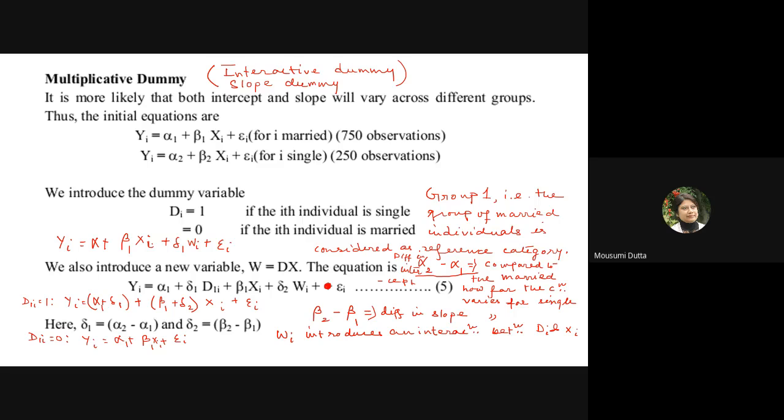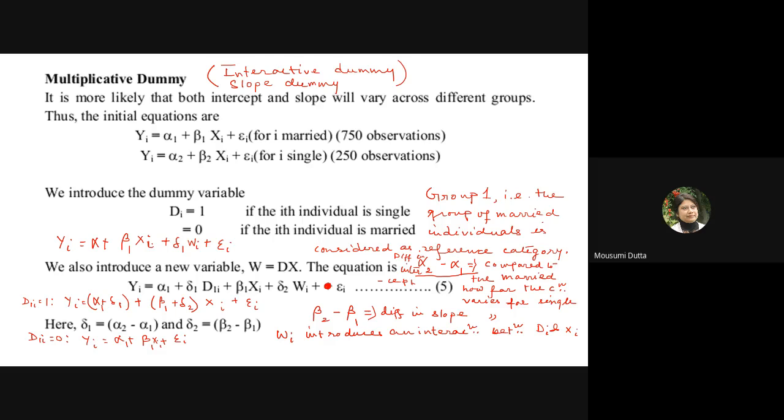This will be the construct of the equation if the intercept does not vary between the groups, only the slope varies. There is no variation in the intercept, only a variation in the slope. So for one group, the regression equation will be given by yi is equal to alpha plus beta 1 xi plus epsilon i, whereas for the other group, it will be given by yi is equal to alpha plus, within bracket, beta 1 plus delta 1, xi plus epsilon i. That will be the thing.